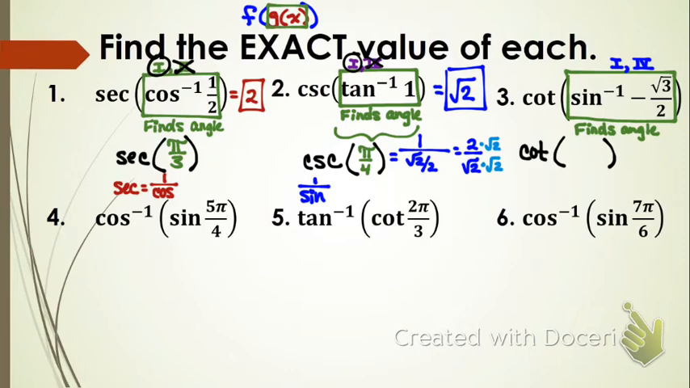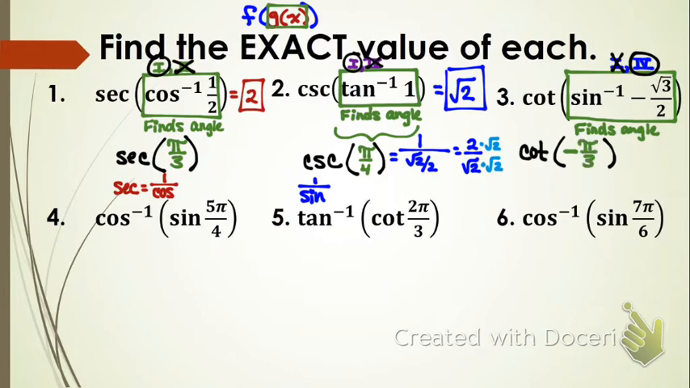What quad will my angle be in? Fourth quadrant. So where in the fourth quadrant, well, hold up. If I'm in the fourth quadrant, what do I already know about my angle? It's negative. So where in the fourth quadrant, thinking negative angles, is sine negative root 3 over 2? Negative pi over 3.